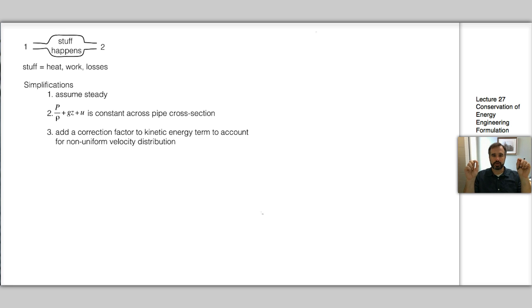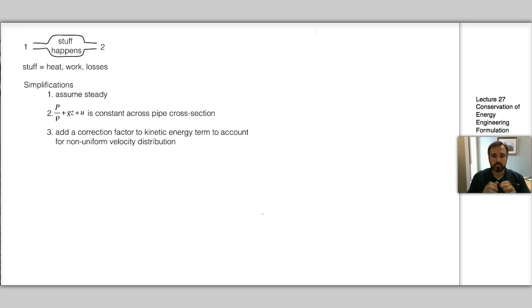So if we start at point 1, stuff goes into the system, stuff happens to that stuff, and then it comes out, ends up here at point 2. And that stuff that happens inside the black box in our case is going to be heat added to the system, there's work done, and then there's losses that occur due to valves, bends in pipes, and things like that. And so what we want to do is kind of group all those things together and deal with it that way to simplify some of our engineering type problems.